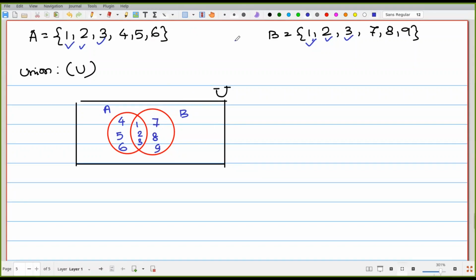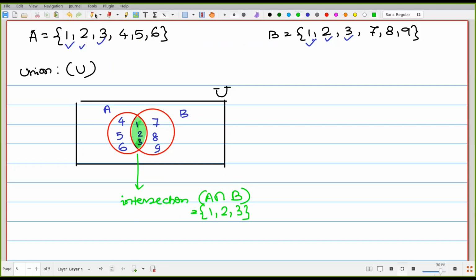Okay. So which one is our common element? Common element means that is also our intersection part. So we are saying that one as an intersection, or A intersection B, which is containing 1, 2, 3.